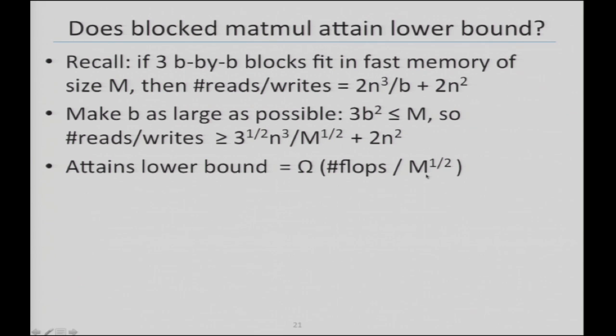So that's where that square root of M comes from in this particular simple example. This doesn't say why this is true for anything that smells like three nested loops, but it tells you something that's been well known for a long time. How do you attain that lower bound for matrix multiply?